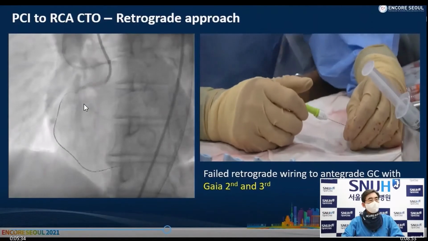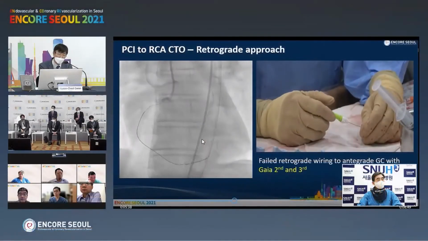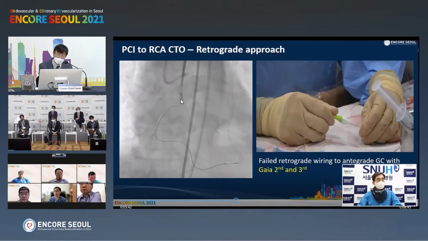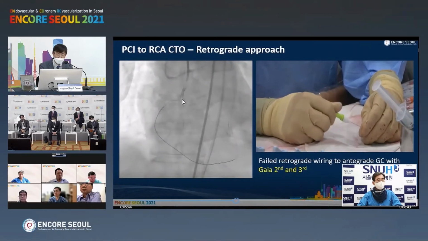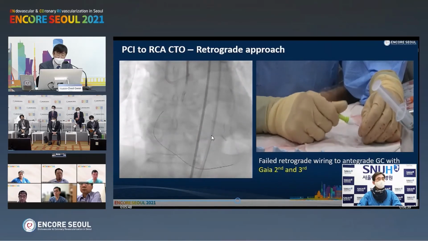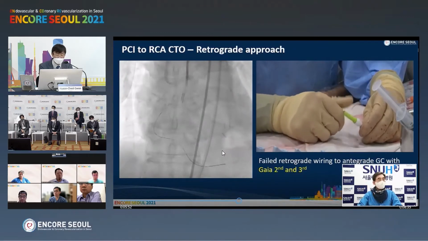How did you find the RCA ostium? The RCA guiding catheter is directly in the RCA ostium. Are you sure? Yeah. Because in angiography, there is a morphology of the RCA ostium here. Not blunt, there is a stump.